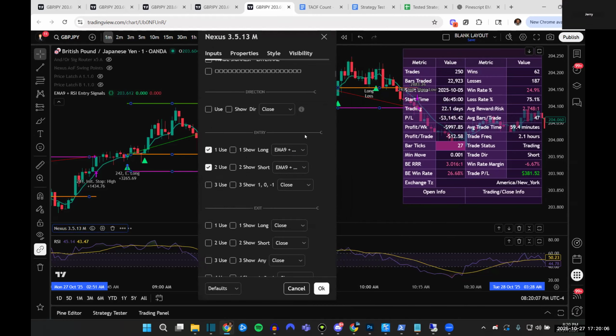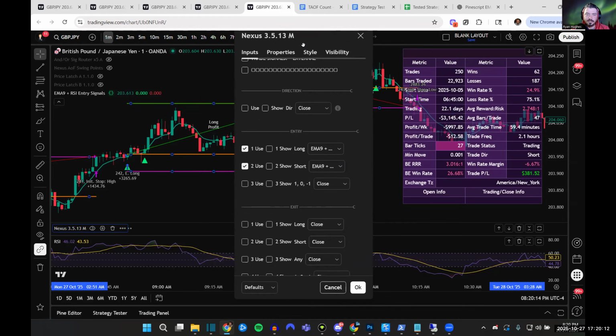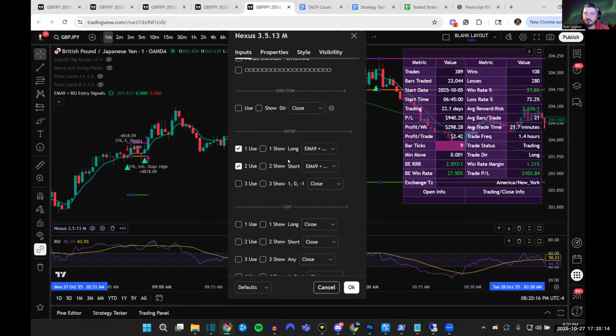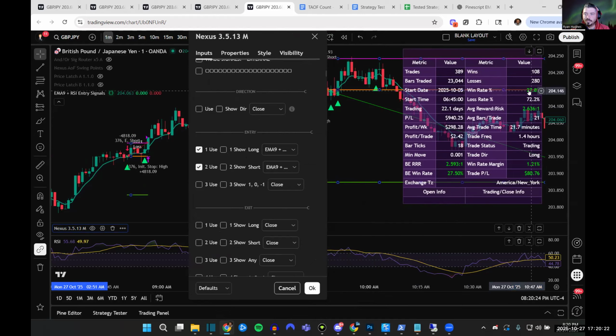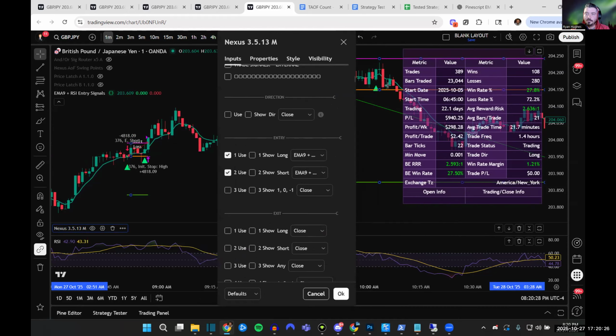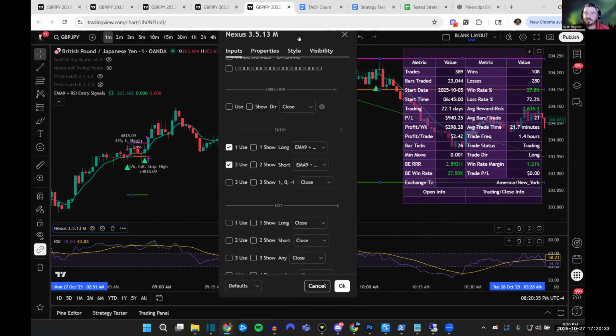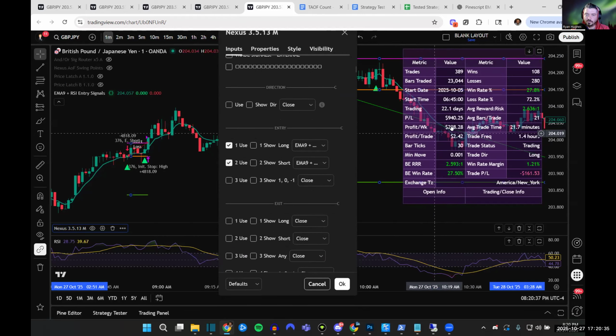Well, that's interesting. Nexus is spinning its wheels here. Give it just a moment. And just like that, we now have a profitable strategy. And so you see now we have a 27% win rate. So it was right at the same win rate, but just because I reversed the logic of how it was entering, it has now established a profitable strategy.